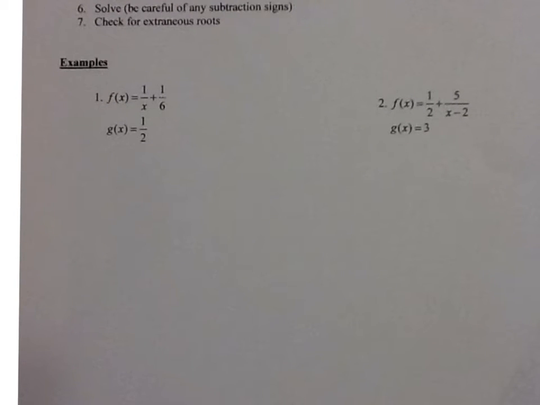We have here f of x is equal to 1 over x plus 1 over 6, and g of x is equal to 1 over 2. So I'm looking for when they're equal to each other, so I set them equal to each other. So 1 over x plus 1 over 6, that's your f of x, equals your g of x, which is 1 half. All right, so first thing I check to see if I can factor any of my denominators, and I can't because these are all monomials.